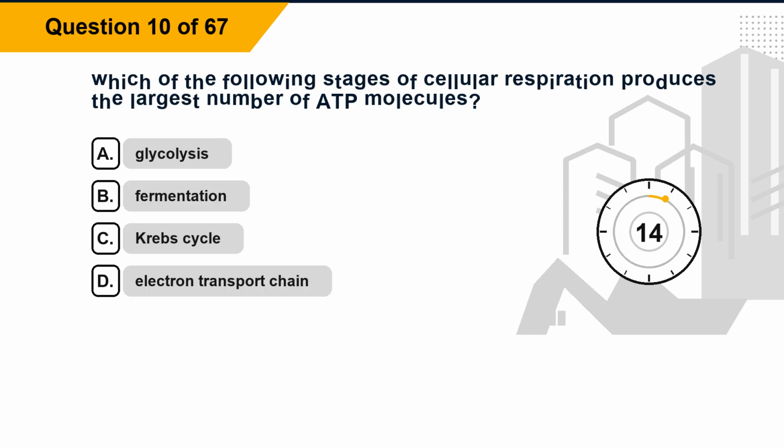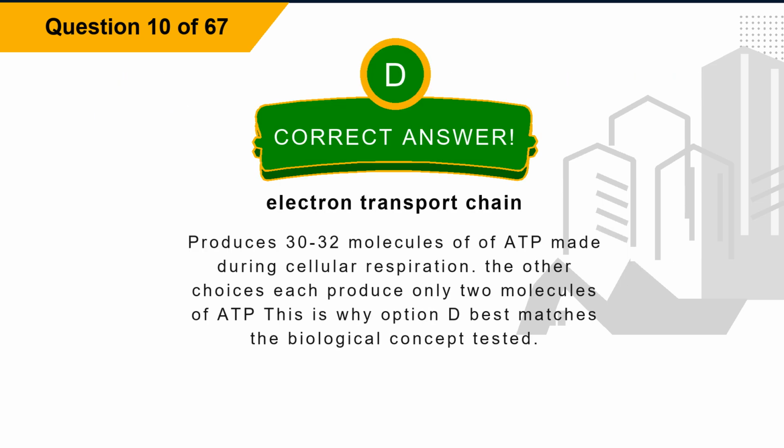Question 10. Which of the following stages of cellular respiration produces the largest number of ADP molecules? Option A, glycolysis. Option B, fermentation. Option C, Krebs cycle. Option D, electron transport chain. The correct answer is option D, electron transport chain. Explanation: The electron transport chain produces 30-32 molecules of ATP made during cellular respiration. The other choices each produce only 2 molecules of ADP. This is why option D best matches the biological concept tested.